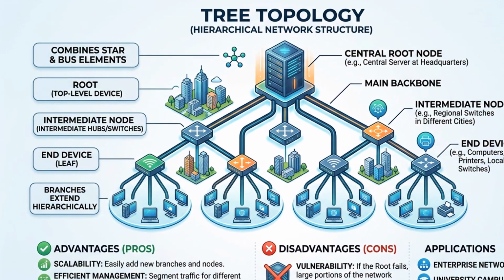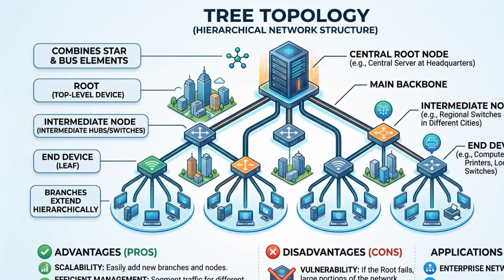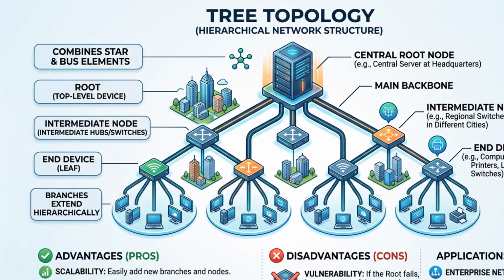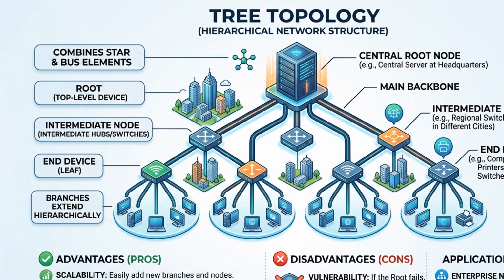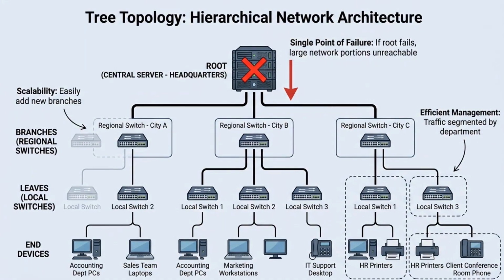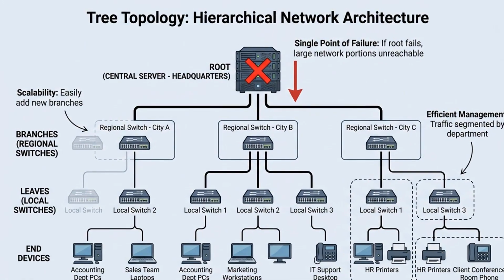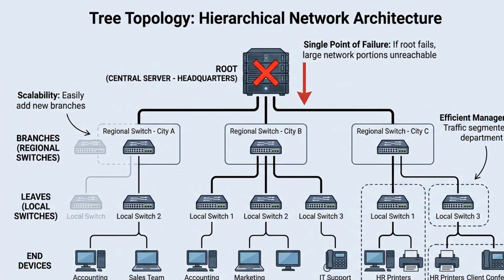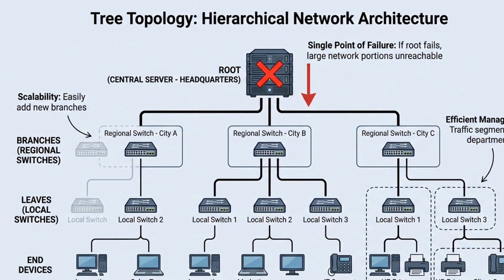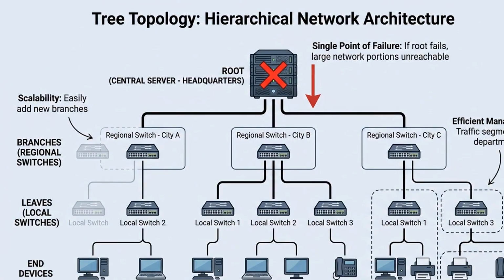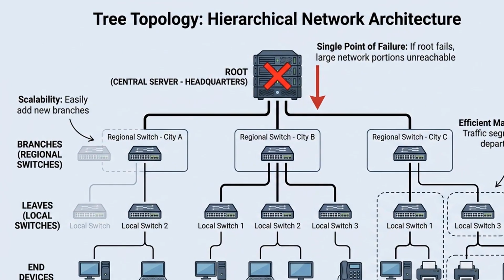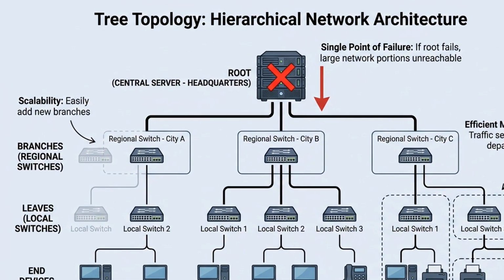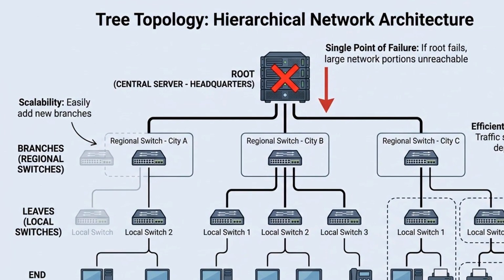Tree topology is scalable. You can easily add new branches. It also allows for efficient management because traffic can be segmented. Different departments can have their own local networks while still connecting to the main backbone. The main disadvantage is that if the root fails, large portions of the network may become unreachable. Tree topology is widely used in enterprise networks, university campuses, and large organizations.